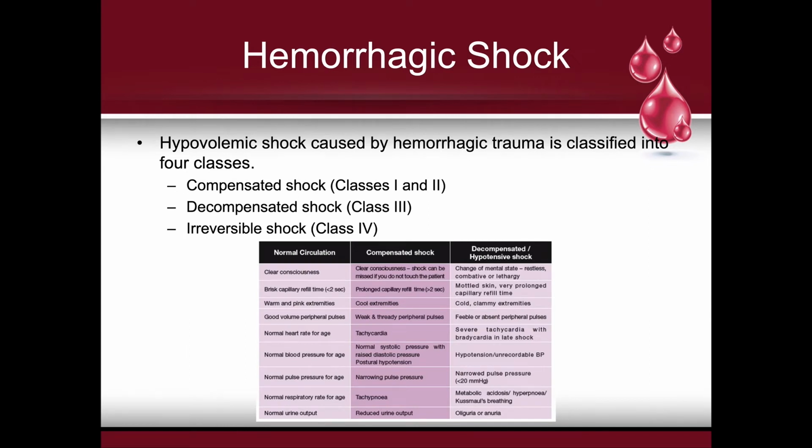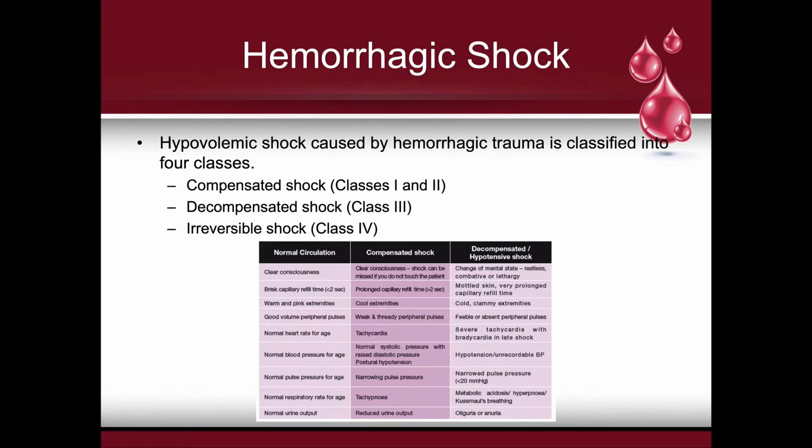Hypovolemic shock caused by hemorrhagic trauma is classified by the American College of Surgeons Committee on Trauma into 4 classes, which are compensated shock, classes 1 and 2, decompensated shock, class 3, and then irreversible shock, which is class 4.